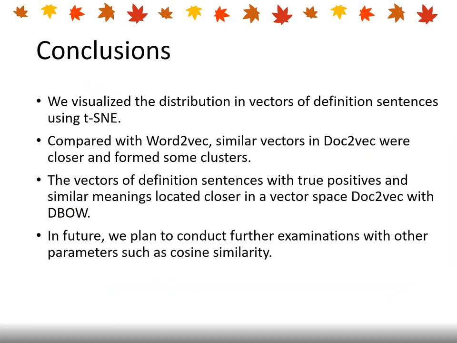In conclusion, we visualized the distribution in vectors of definition sentences using t-SNE. Compared with Word2Vec, similar vectors in Doc2Vec were closer and formed some clusters. Vectors of definition sentences with true positives and similar meaning were located closer in the vector space of Doc2Vec with DBOW. In future, we plan to conduct further examinations with other parameters such as cosine similarity.